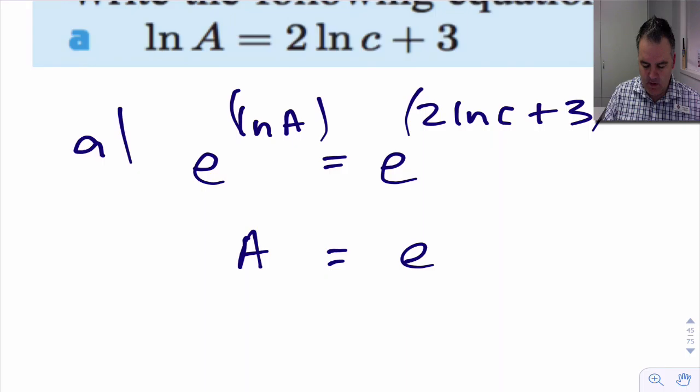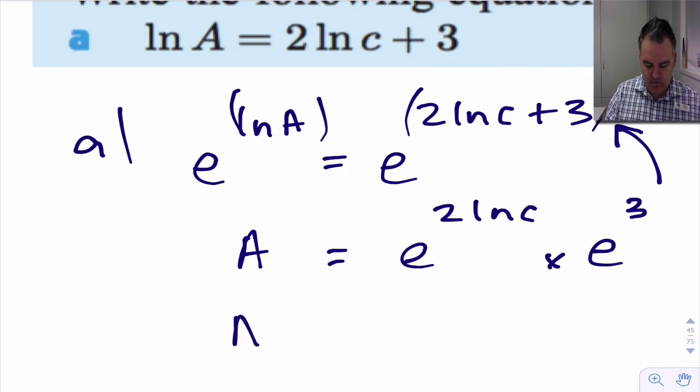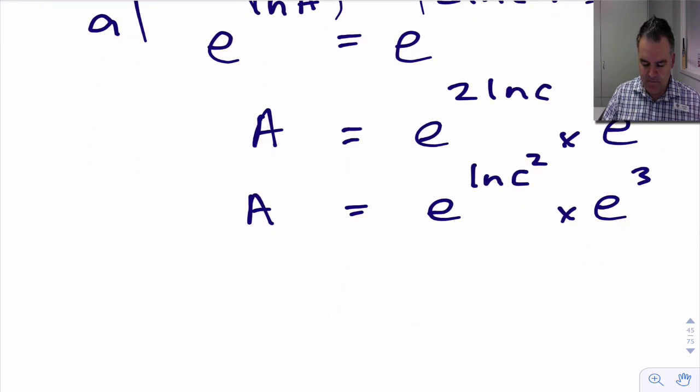e to the 2 ln c times e to the power of 3. Again, if we're multiplying and the bases are the same, we add the indices. So it's often easier to see this step backwards and that works. e to the 2 ln c is e to the ln c squared times e cubed.